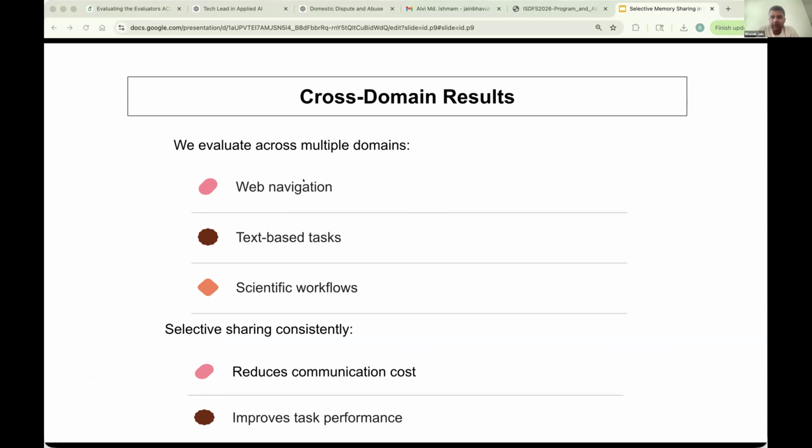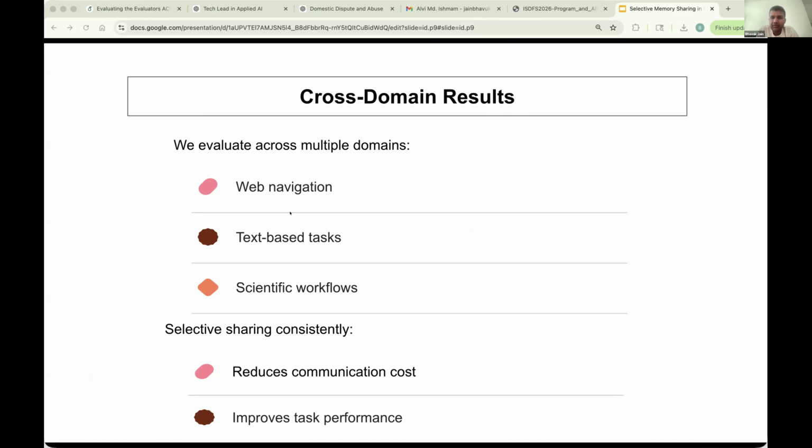Another important question that we try to answer is, does this approach generalize beyond a single task? So we evaluate across multiple domains. First is web navigation, which involves sequential decision making, interacting with dynamic environments. Second is text-based tasks, which are more reasoning heavy and language-driven tasks. And third is scientific workflows, which involve structured multi-step processes where correctness and coordination are critical.